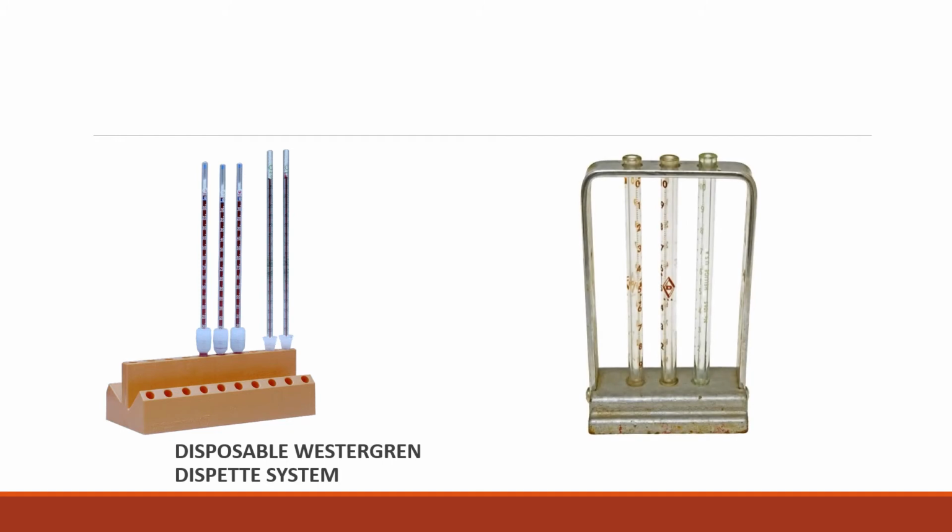So this is how the disposable Westergren Dispette system looks compared to your Wintrobe tube. As you can notice, your Wintrobe tube is quite bigger but shorter compared to the Dispette system. And notice the markings on your Wintrobe tube. The top portion starts with 0, although in your disposable system, you cannot really see the markings. But the tube is longer compared to the tube used for the Wintrobe method.